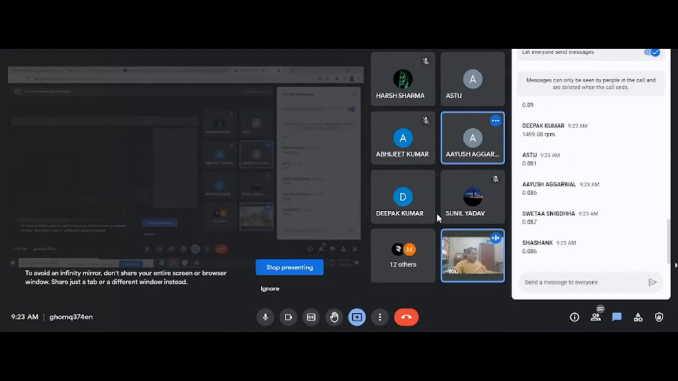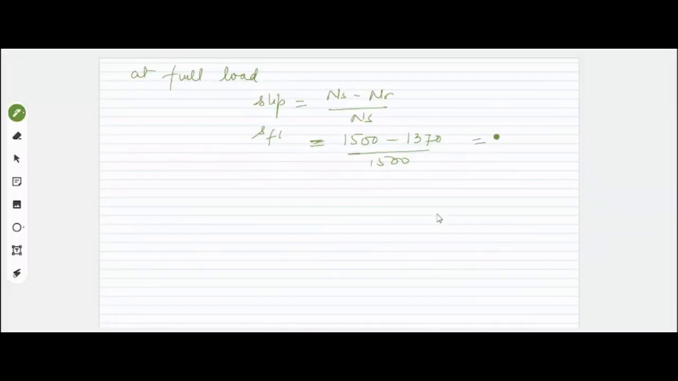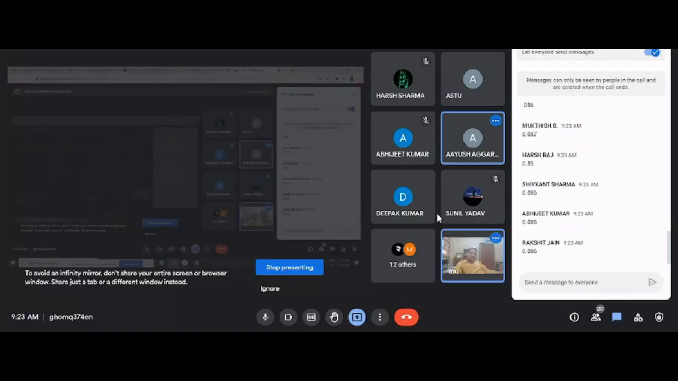Write your answer. I will be marking your attendance with this only. Write your answer. What will be the value of slip at full load? Let us see, and I will give you one more mark in class assessment if you answer it. Whoever answers first will get one extra mark.